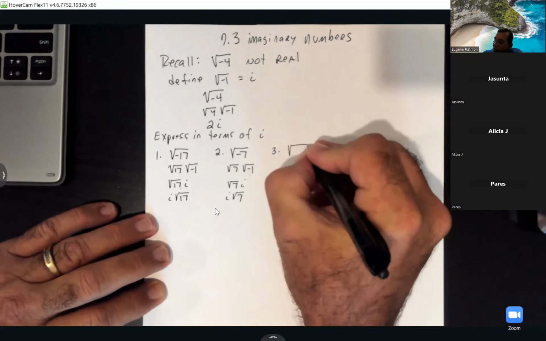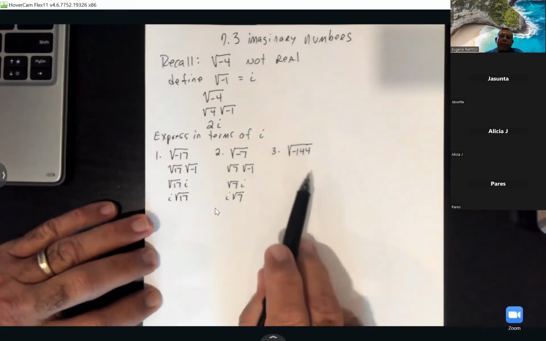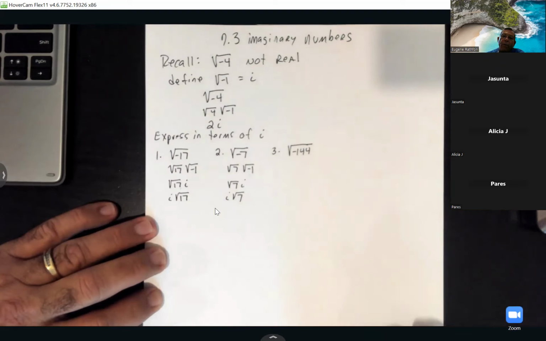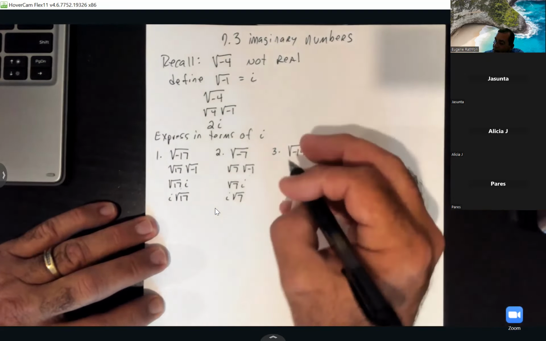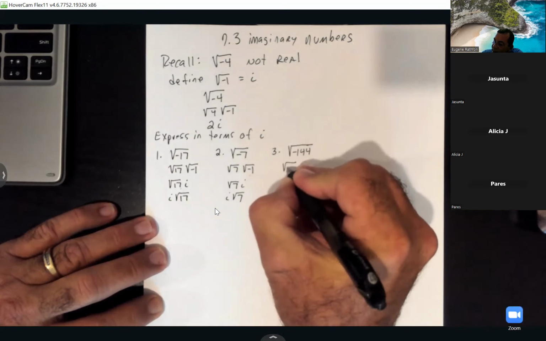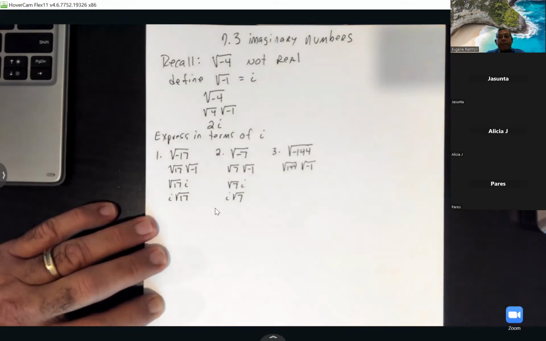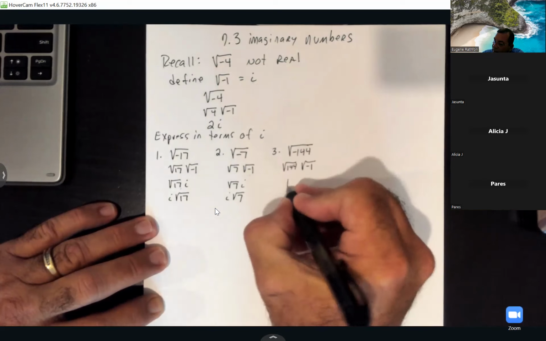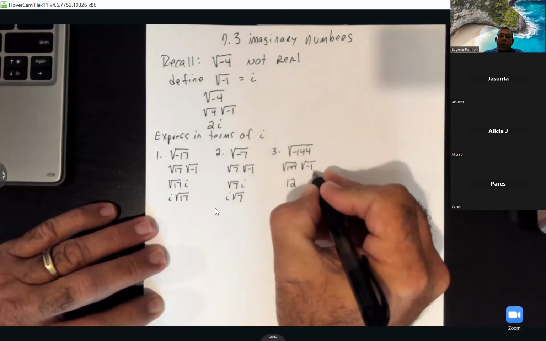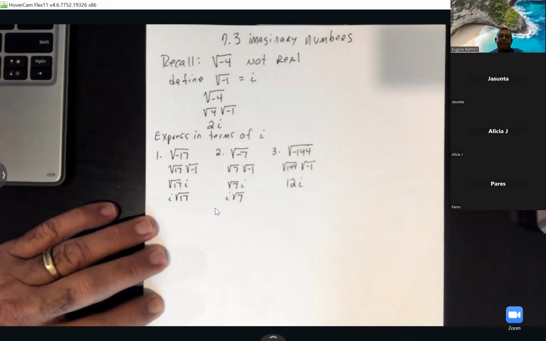Now this one's square root of negative 144. Remember, 144 was one of our perfect squares. So this one could be done on the calculator. But what I would do is make that a square root of 144 and then a square root of negative 1. Square root of 144 would give us 12. And then the square root of negative 1 we replace with our i.